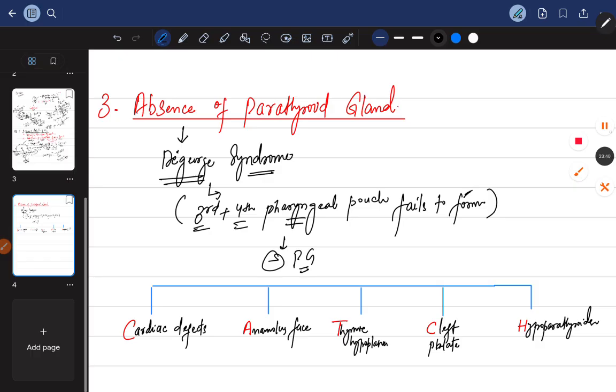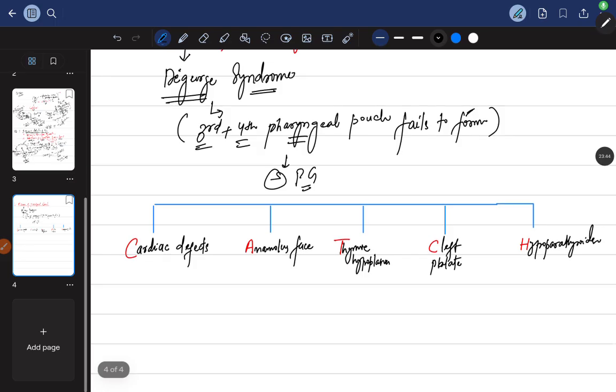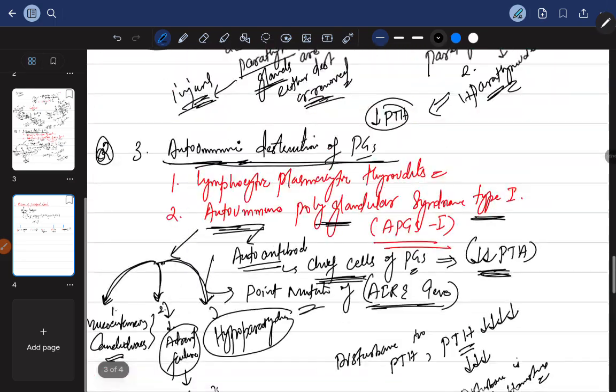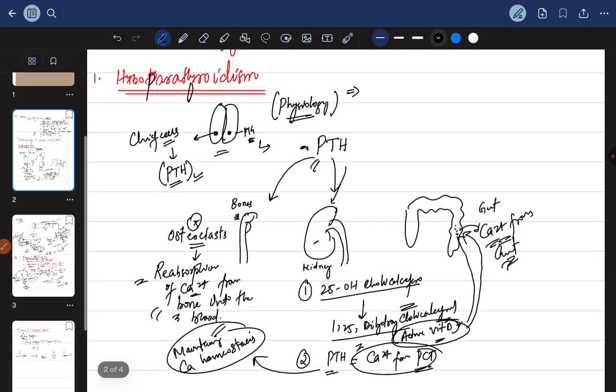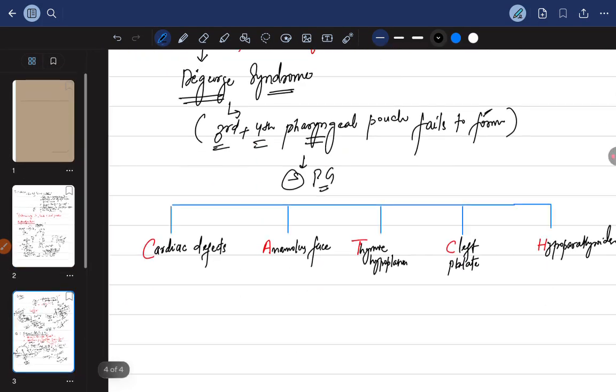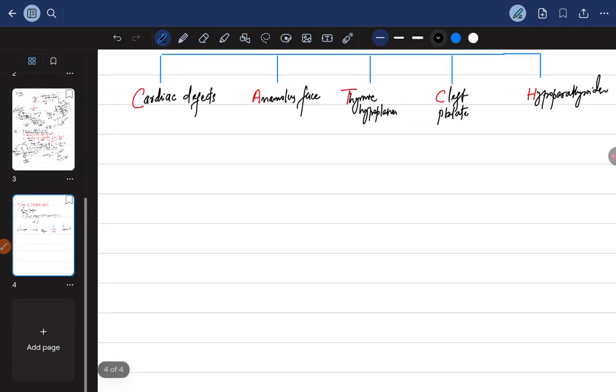Okay, so this was the etiology. Okay, so remember, this is the etiology and this is the physiology. Now we will discuss the pathophysiology of hypoparathyroidism.